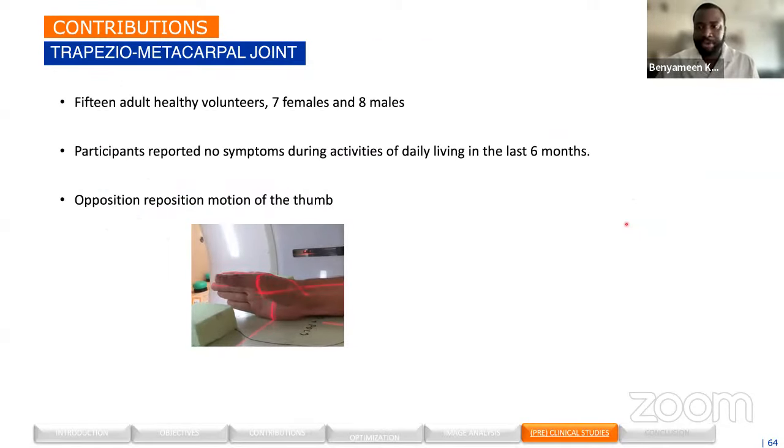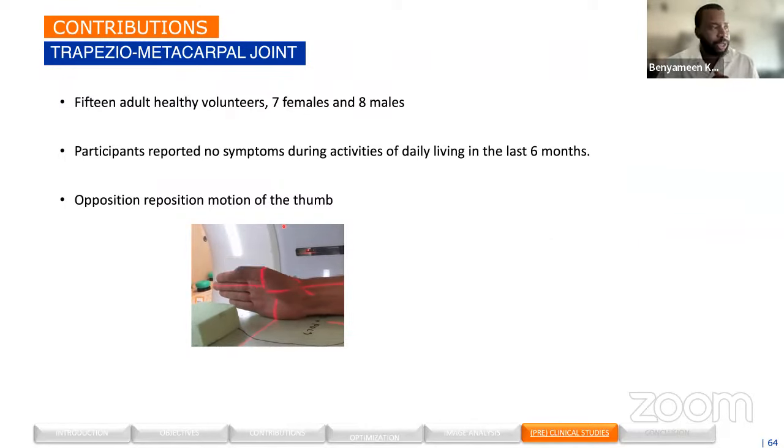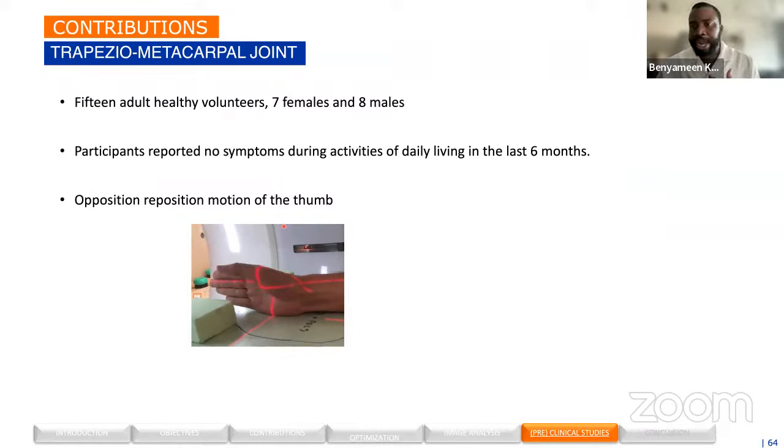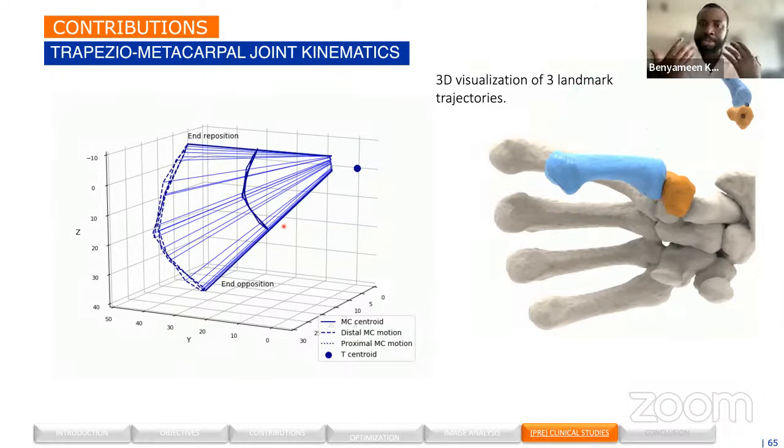We then also investigated another, smaller complex joint, the trapeziometacarpal joint. For this study, we had 15 healthy volunteers. The motion we are looking at is the opposition-reposition motion of the thumb. So basically the subject was just moving the thumb during the CT. All the processing I described earlier was also done on these types of images. And we were trying to figure out ways of representing these images.